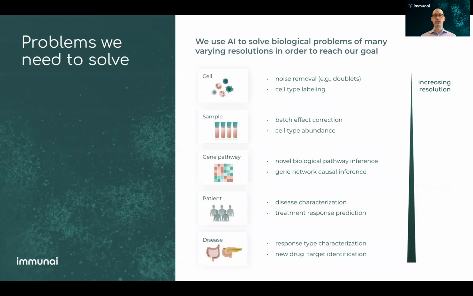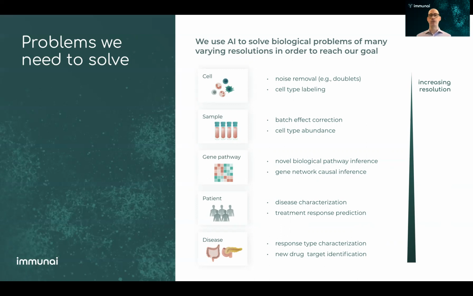So in order to do this, we have to solve many biological problems using AI at varying resolutions. We start at the cell level problems. Cell level problems are things like noise removal, and I'll talk a little bit about that in a moment, and things like cell type labeling. What kind of immune cell is this? Is this a T cell or a B cell? Or more importantly, what T cell subtype is it?